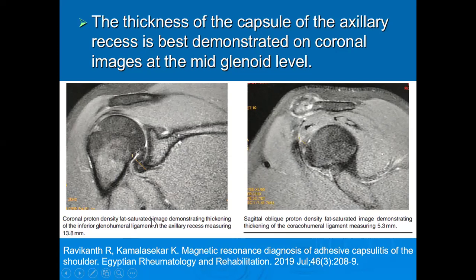This is the sagittal oblique, and this is the coronal proton density image. This is the best image for the assessment of the thickness of the axillary recess. The sagittal oblique proton density image is the best view, at the mid-sagittal level, to see the thickness of the coracohumeral ligament. Here the distance is 5.3 millimeters, and here the distance is 13.8. In both cases, it is a positive sign for adhesive capsulitis.